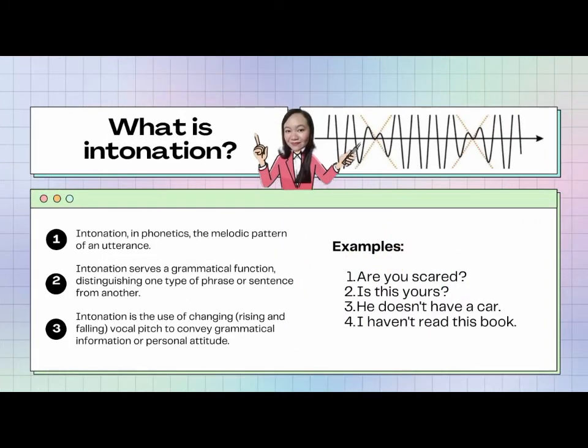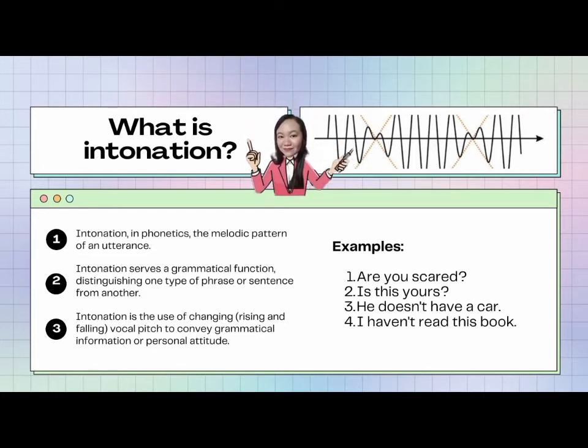What is intonation? Intonation in phonetics is the melodic pattern of an utterance. Intonation is primarily a matter of variation in the pitch level of the voice, but in such languages as English, stress and rhythm are also involved. Intonation conveys differences of expressive meaning such as surprise, anger, and weariness. In many languages, including English, intonation serves as a grammatical function, distinguishing one type of phrase or sentence from another.